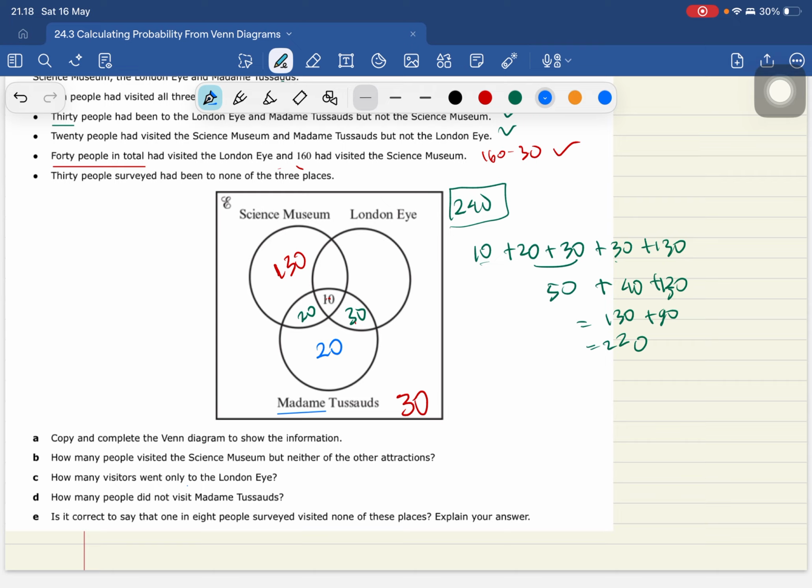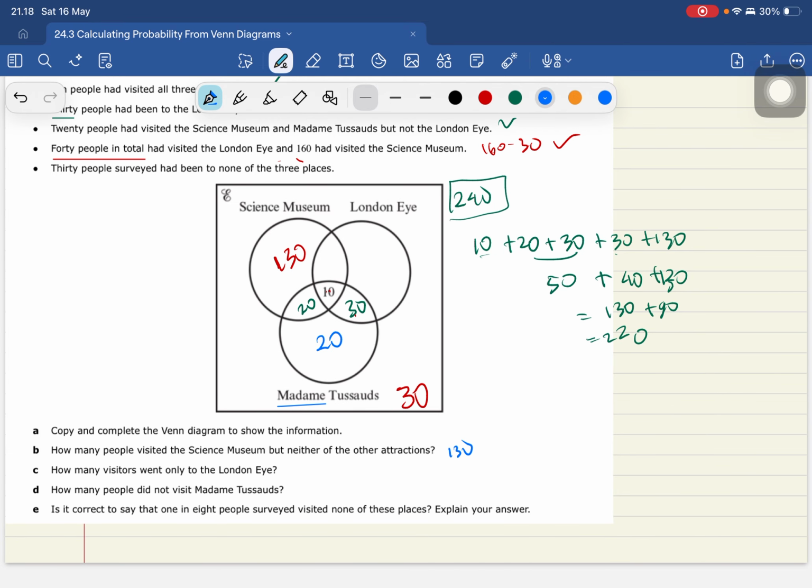B, how many people visited the Science Museum but neither of the other attractions? So here is 130. How many visitors went only to the London Eye? This is 0, because the London Eye visitors also visited the Science Museum or Madame Tussauds. D, how many people did not visit the Science Museum? We got 130 from Science Museum only and 30 from none of them, so a total of 160.